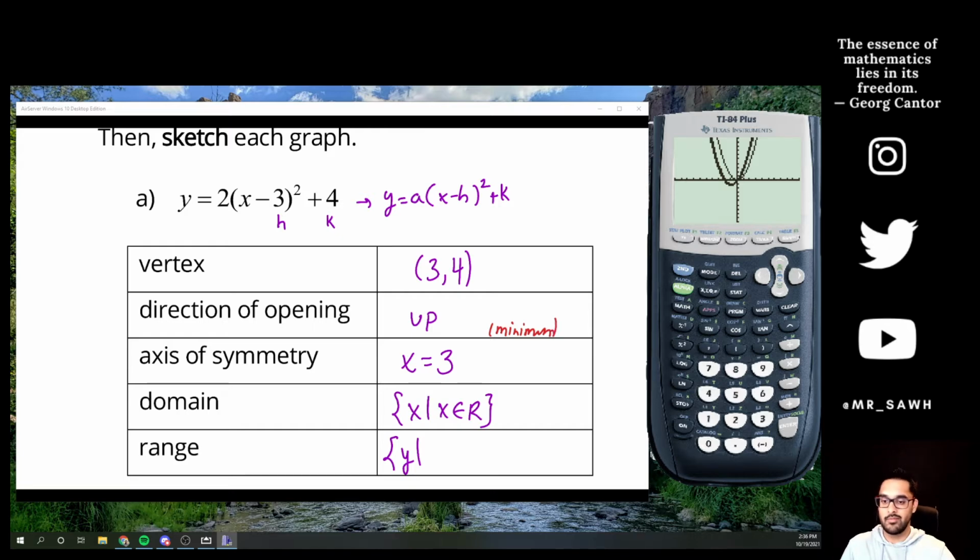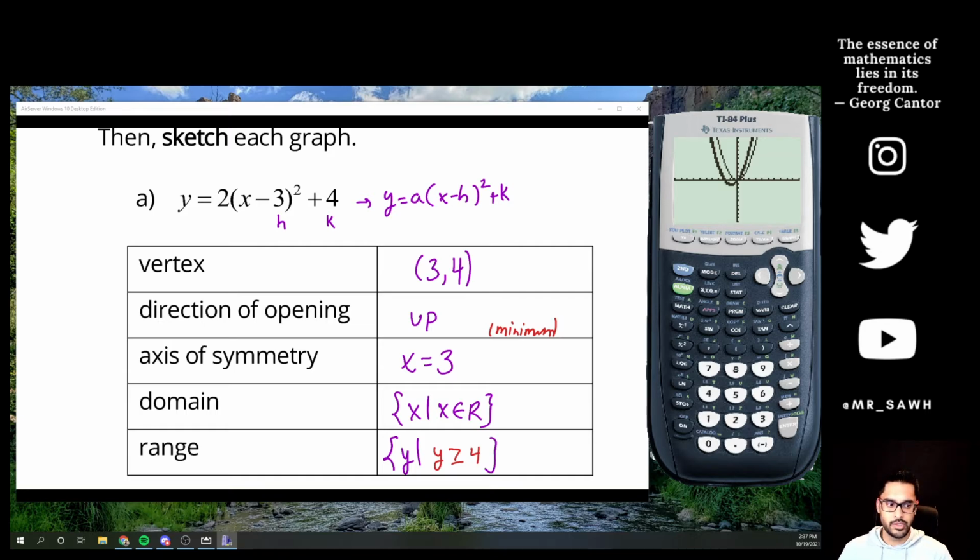If it opens up, I have a minimum and it looks like a smiley face, kind of like what you see on the calculator here. So I know that the minimum value comes from the vertex as well. So y has to be greater than or equal to that minimum value of 4.